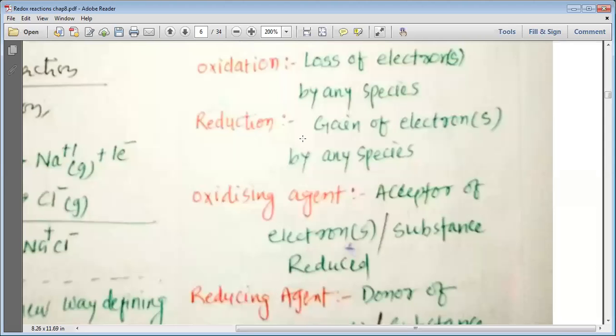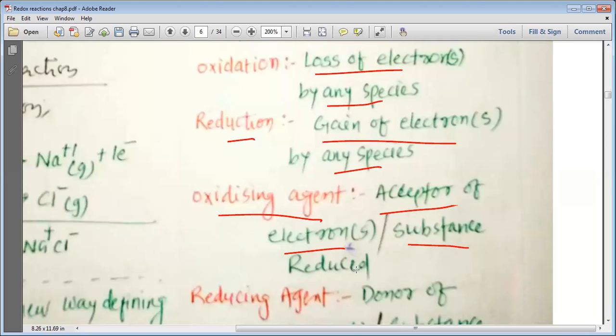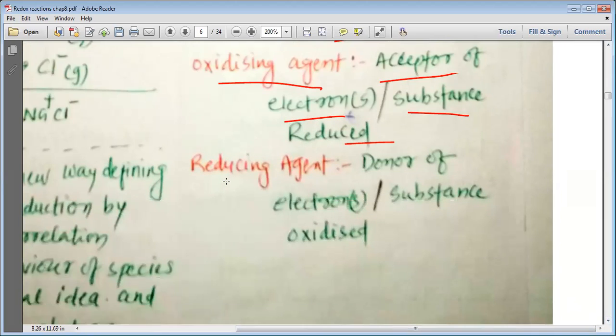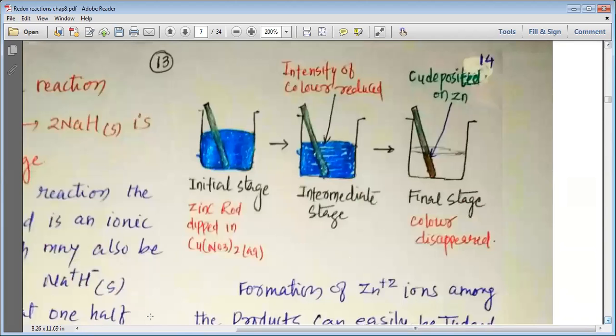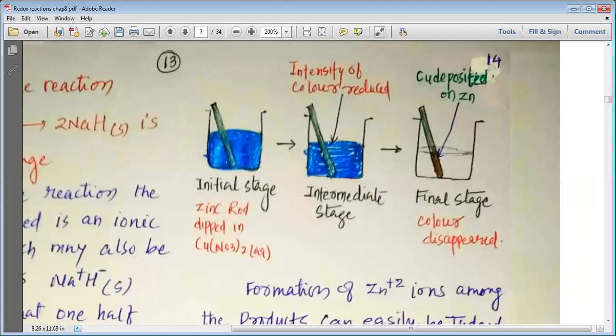So, my dear students, in the last period, we have seen that oxidation means loss of electrons by any species, reduction means gain of electrons by any species, oxidizing agent is the acceptor of electrons or the substance that is reduced during the redox reactions, whereas reducing agent is the donor of electrons or the substance that is oxidized. Now, let's move forward and understand.